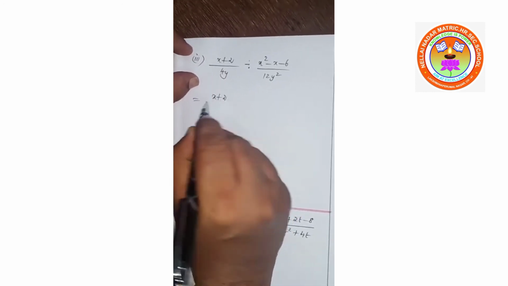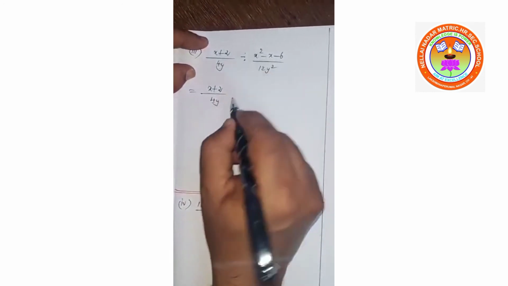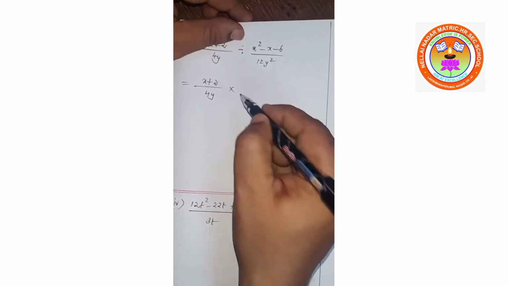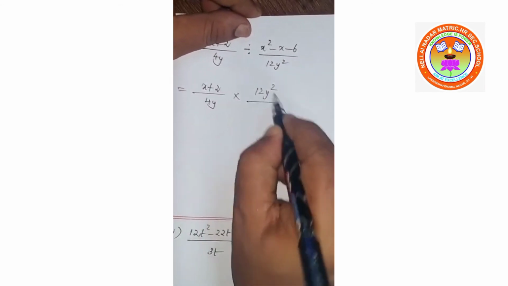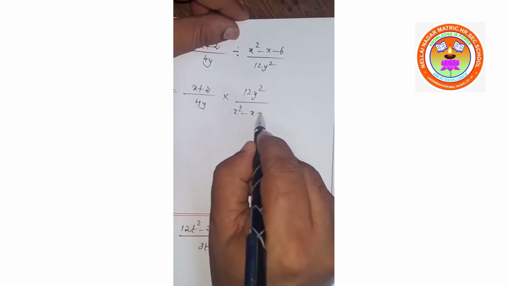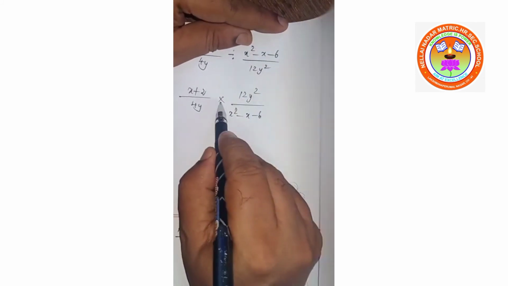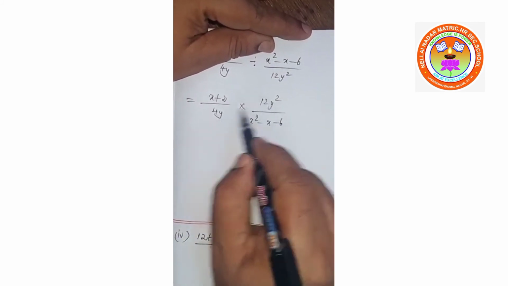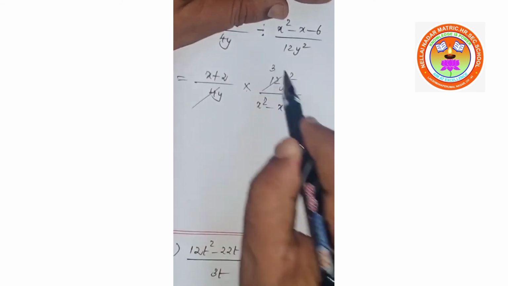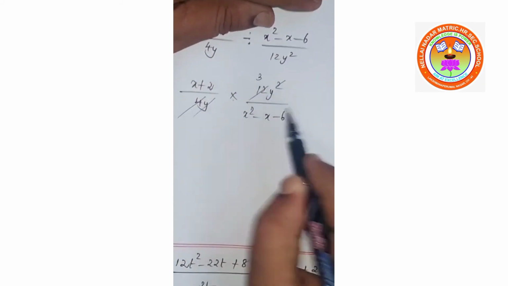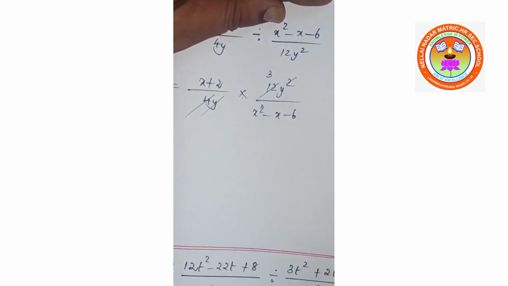Write x plus 2 divided by 4y as it is. Change division into multiplication. Then you have to write the reciprocal: 12y squared in the numerator and x squared minus x minus 6 in the denominator. So what symbol do you have? Product. So you can cancel 4 and 12 by the 4 table, 3 times. 1y gets cancelled.